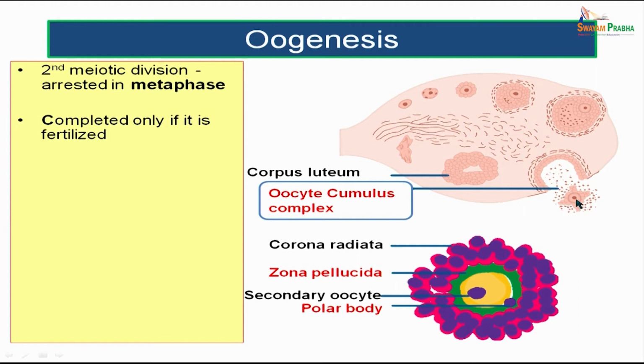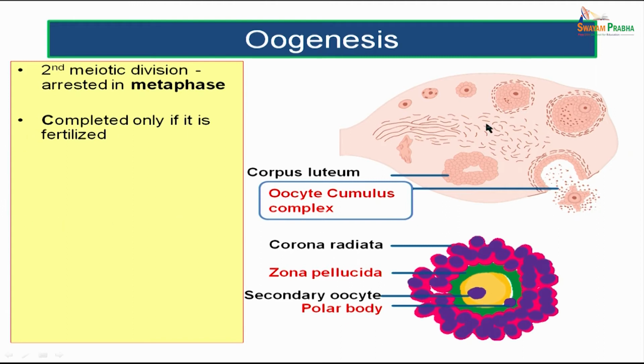So, when are you expecting the completion of the second meiotic division? The second meiotic division is completed only if the secondary oocyte is fertilized. That is a very important point you have to keep in mind. So, what will happen if the secondary oocyte is not fertilized? It will just degenerate without completing its second meiotic division. That is something interesting to know, right?